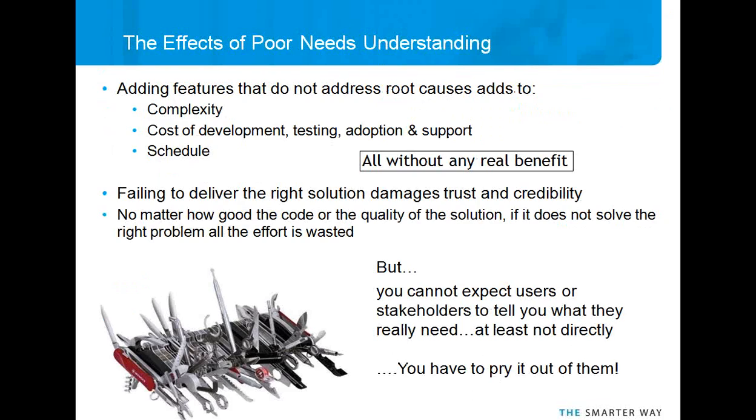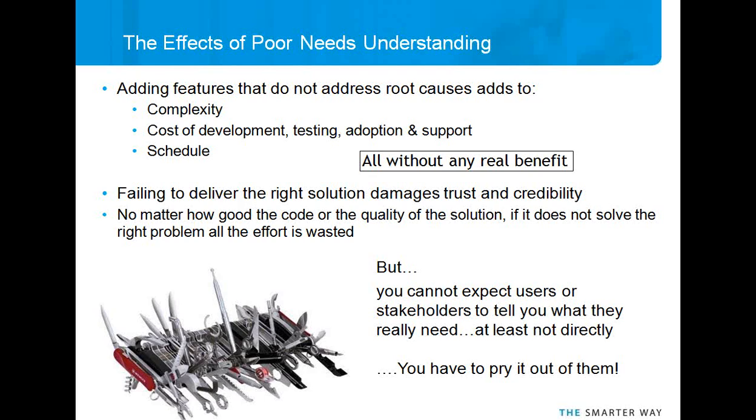So a couple of things I like to keep in mind. This visual on the slide is a mental picture that I have of what happens when you just start adding features to a system without thinking about the overall usability or what we're trying to accomplish. So you end up with a massive product that has all sorts of different features, each one of which isn't particularly usable, and collectively is completely impractical. Adding features that don't address root causes or some real need just adds to complexity and cost without really adding any benefit.